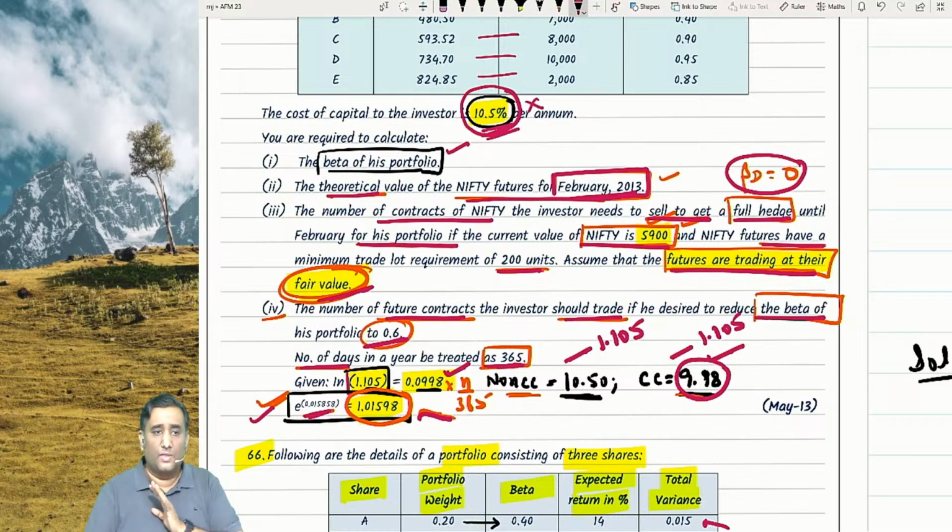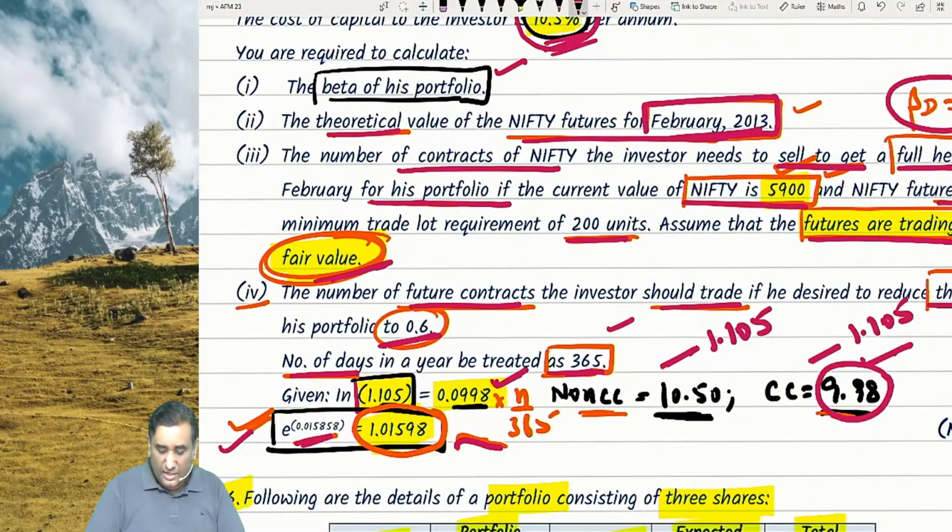How many days? 59. And he said 365. 9.98 into 59 divided by 365. Do we get this value? Then do one thing, arrive at this value. Try with 59. How many days? 59 you said just now. Then 58 cannot be done. Already you have a higher value. When you multiply 9.98 into 59 by 365, the value is coming higher than this. To bring it lower, apply 57. 58, sorry.